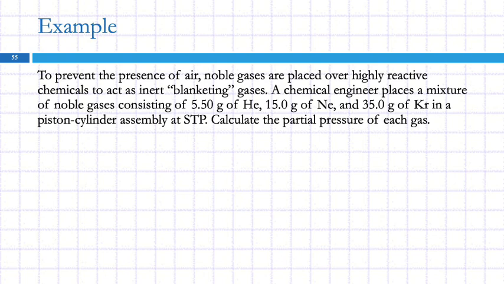So they're giving us a bunch of numbers: mass of helium, mass of neon, mass of krypton. And they want the partial pressure of each gas.